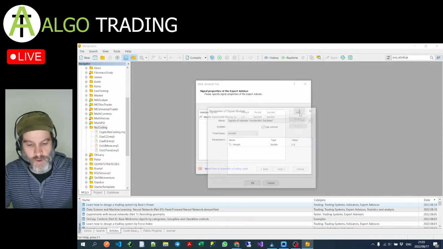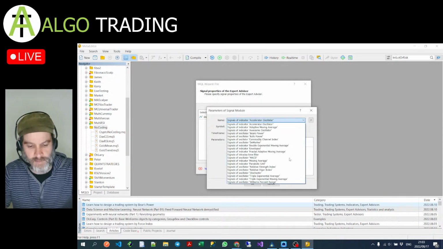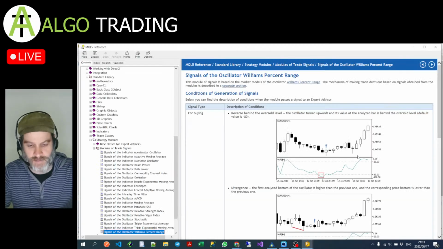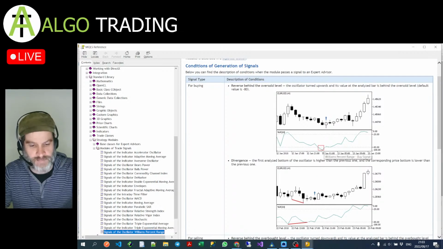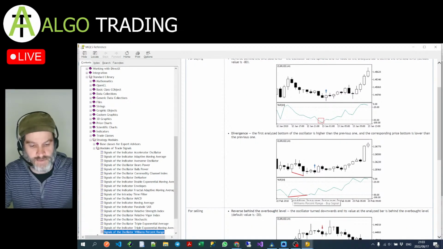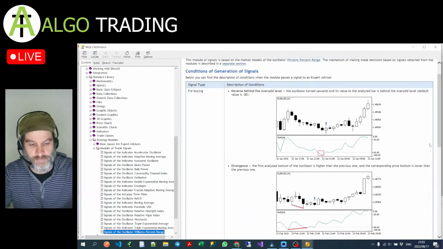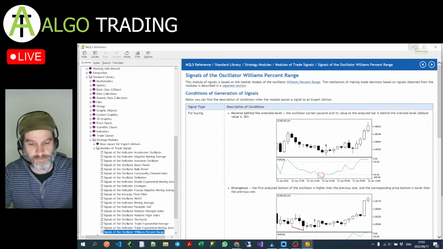And then I want to add the Williams percent range. And if you look at that, also that's just a mean reversion strategy. It breaks below the bottom end of the range, it will go long. It's got divergence, go long. Break above the top part of the range, it will go down. So I'm going to use those two.